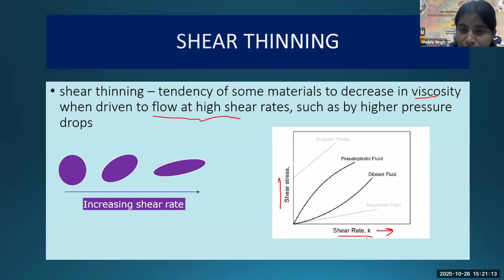So with the application of higher shear rate, the viscosity will decrease. Those liquids are known as shear thinning liquids. Here you can see the molecules are firstly aligned, but when you increase the shear rate, the viscosity decreases.